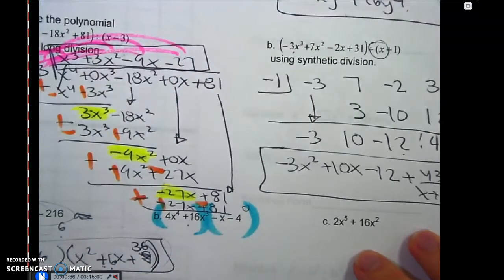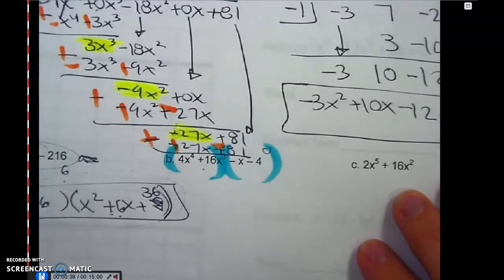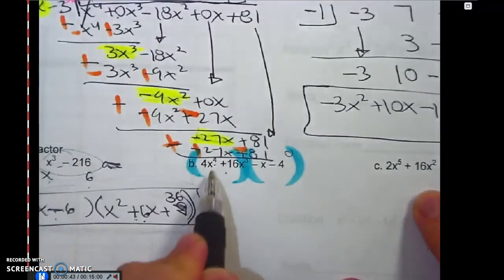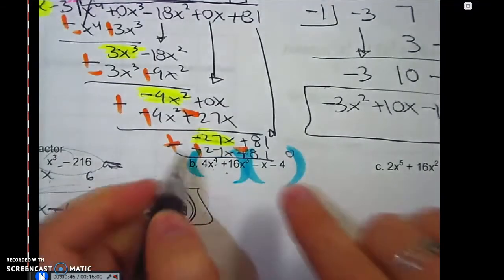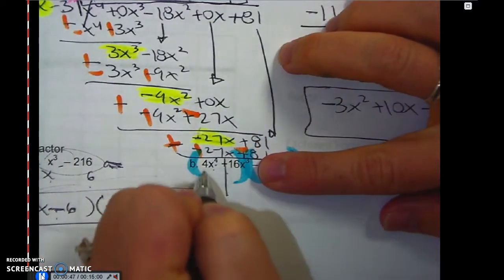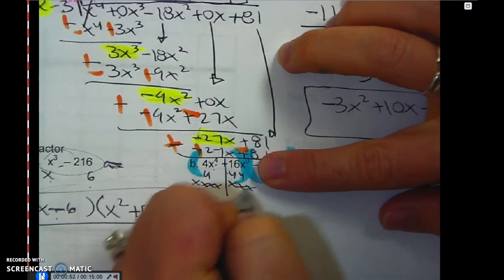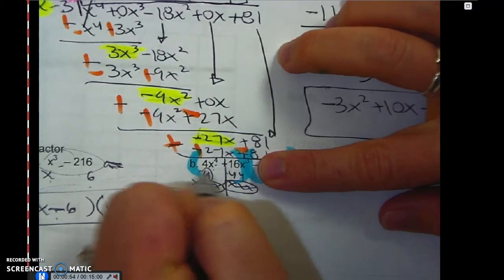All right, let's look at the next one. There are 4 terms. I know it's not cubic because it's not to the 3rd power. So I see that it's factored by grouping. So I'm going to first factor these two. I have 3 in common and a 4.